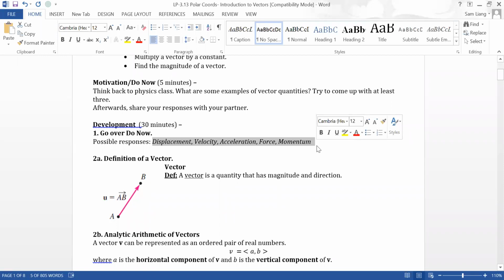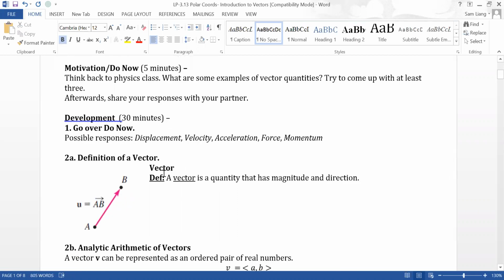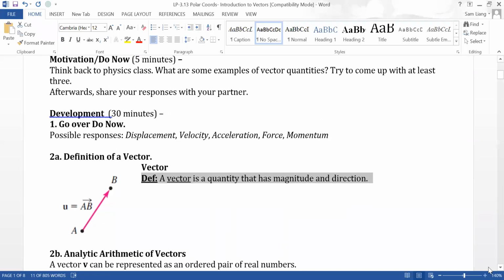What these quantities have in common is two things: magnitude and direction. You might remember from physics class the definition of a vector: it's a quantity that has magnitude and direction. Please have that in your notes. I know you might have seen it already, but conceptually, we need magnitude and direction.